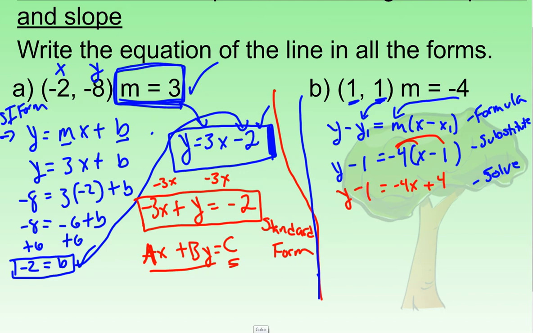We distributed. We're simplifying. That guy's almost slope-intercept form. The difference is this is a y minus 1 here. We don't want a minus 1 here. So if I make this a plus 1 to cancel him out, y equals negative 4x plus 5. There's our equation in slope-intercept form.